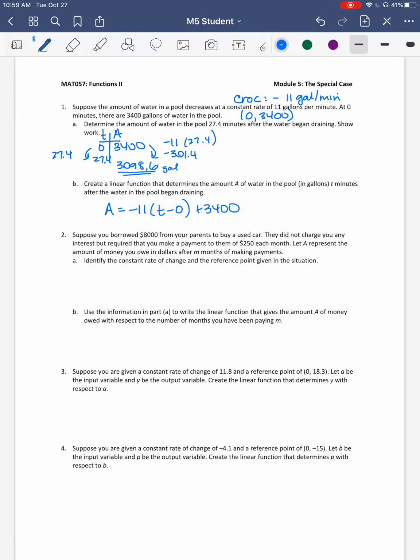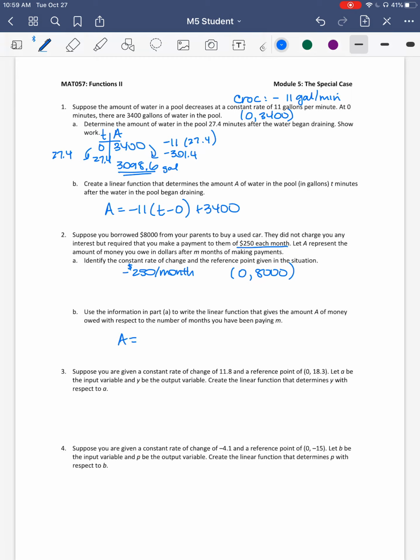Question number 2 says, suppose you borrowed $8,000 from your parents to buy a used car. They didn't charge you any interest. Ooh, nice. But they require that you make a payment of $250 each month. A represents the amount of money you owe in dollars M months after making the payments. So the crock is actually going to be a negative $250 per month because the amount you owe is going to go down, right, as the months increase. And the reference point is going to be 0. After making 0 months of payments, you owe 8,000.